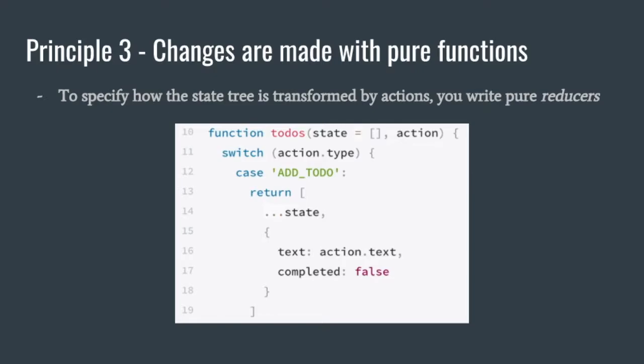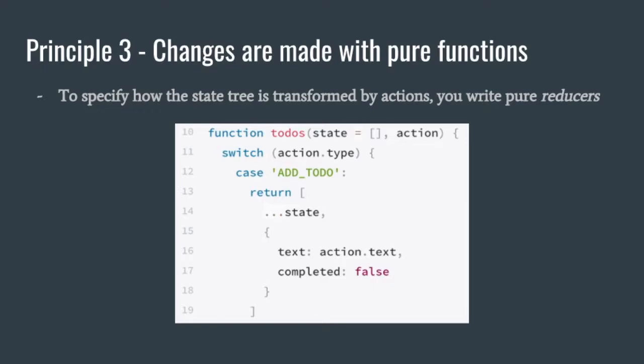To specify how the state tree is transformed by actions, you write pure reducers. Reducers are just pure functions that take the previous state and an action and return the next state. Remember, to return new state objects, instead of mutating the previous state, you can start with a single reducer, and as your app grows, split it off into smaller reducers that manage specific parts of the state tree.